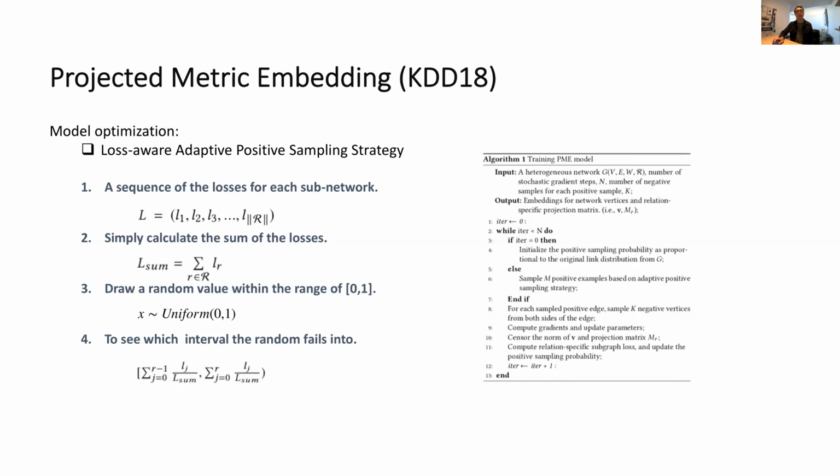To address this challenge in joint training of multiple relations, we propose a novel loss-aware adaptive sampling approach to draw observed links for model optimization. The basic idea is that the relations with a larger loss should have a higher probability to be sampled, as they need more training examples to correct the current model parameters.